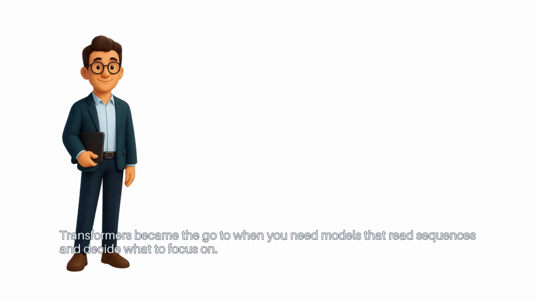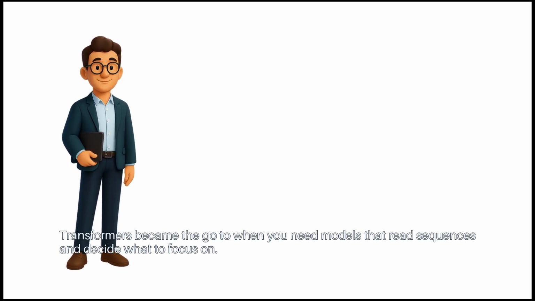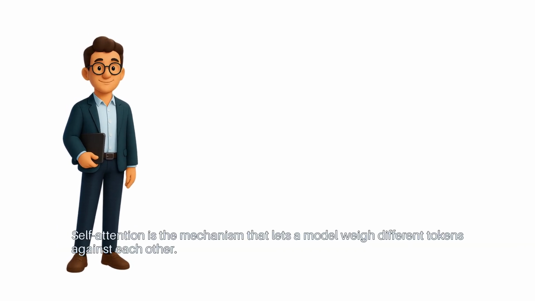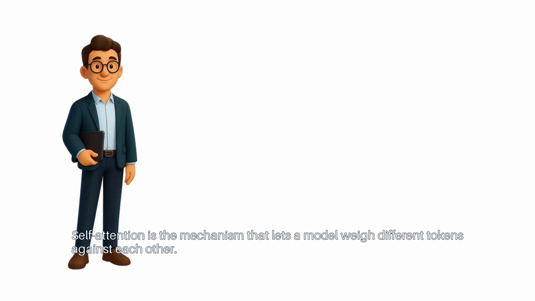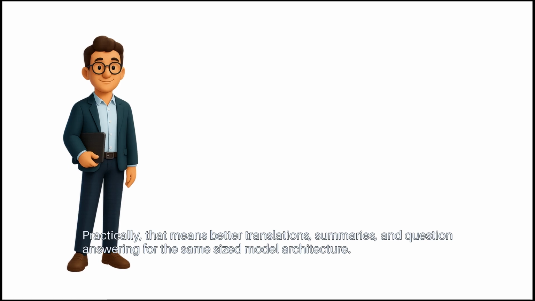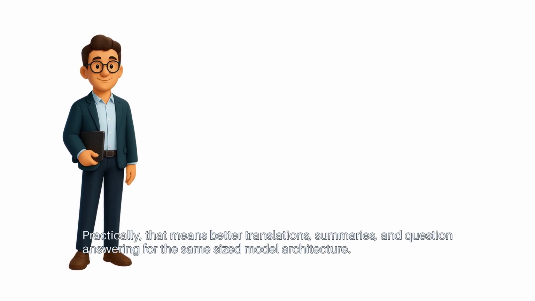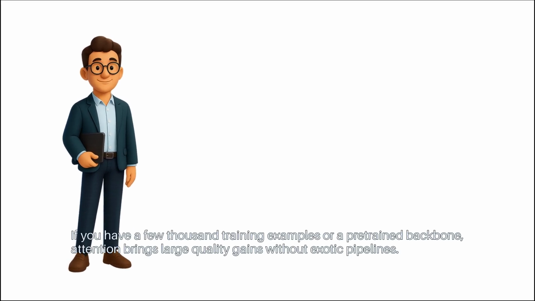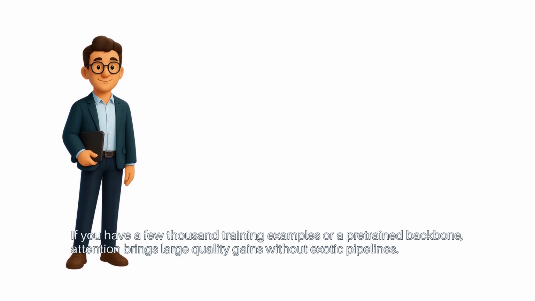Transformers became the go-to when you need models that read sequences and decide what to focus on. Self-attention is the mechanism that lets a model weigh different tokens against each other. Practically, that means better translations, summaries, and question answering for the same sized model architecture. If you have a few thousand training examples or a pre-trained backbone, attention brings large quality gains without exotic pipelines.